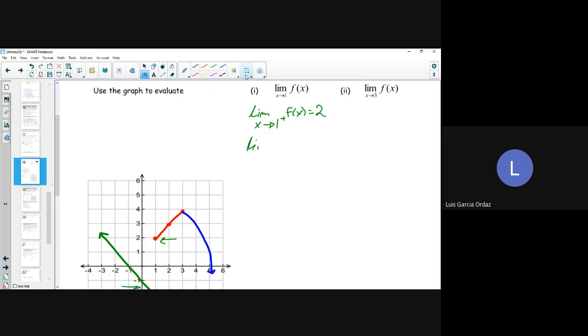And what is the limit of x approaching 1 from the left? What does that give us? So if you look at our negative x minus 1, what does it give us? Negative 2. So negative 2 and 2 are not the same. So what would our answer be for the limit as x approaches 1? Does not exist.